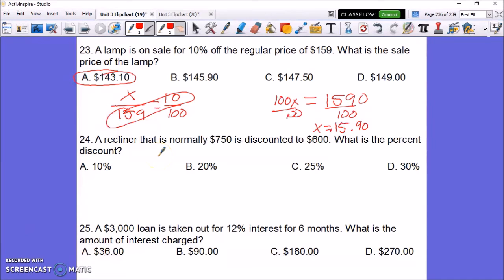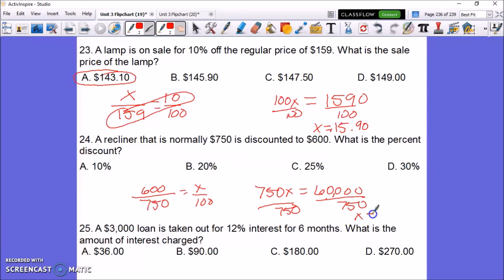24. A recliner that is normally $750 is discounted to $600. What is the percent discount? So new over old. Our old price is $750. Our new is $600. We don't know the percent, so it's X over 100. So we cross multiply, and we have 750X is equal to $60,000. So then we're going to take $60,000 and divide that by 750. And you're going to get X is equal to 80. So once you divide both sides, you get X is equal to 80.